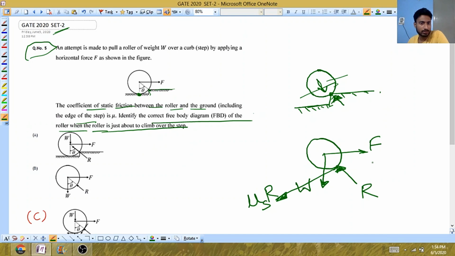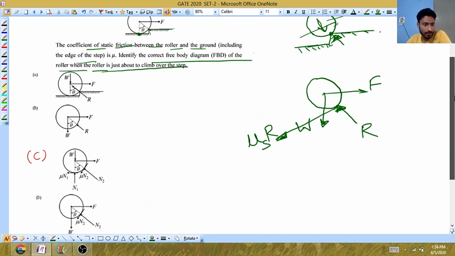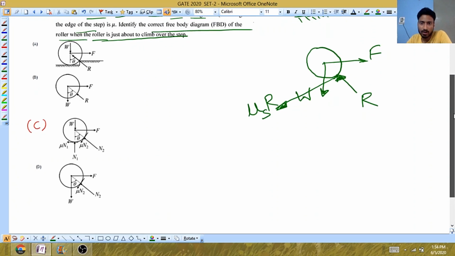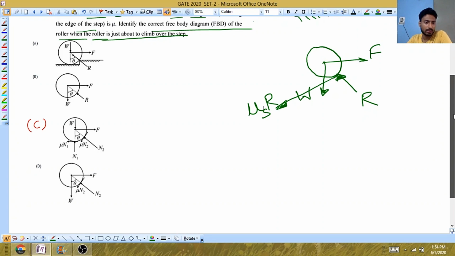So any other forces we need to consider? Let's see. No, just these are the forces we will consider in our FBD. So if you look at option number D, yeah, option number D is matching with our answer. So option number D will be the correct answer for this question.